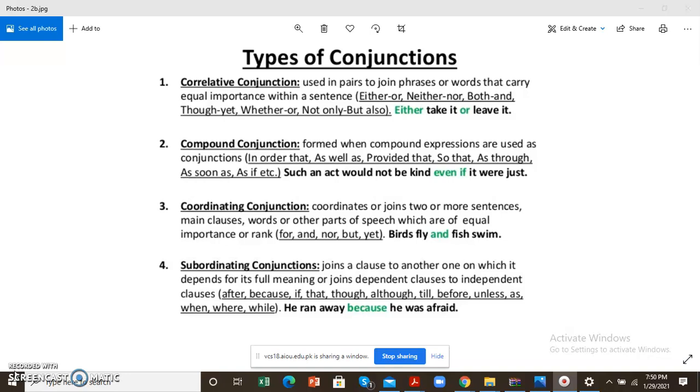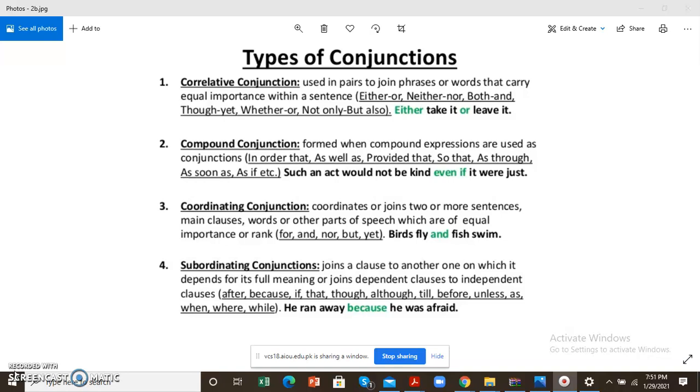So you can notice, students, that all these have a number of words grouped together that give a sense and meaning. Compound conjunction means that you have formed a compound expression, and when you are able to form it out of 2 to 3 words, one major word gives sense and meaning.